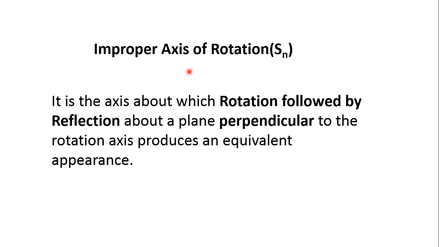The improper axis of rotation is represented by the symbol Sn, and the operation about the improper axis of rotation is rotation followed by reflection about a plane perpendicular to the rotation axis, which produces an equivalent appearance. So Cn corresponds to rotation only, whereas Sn corresponds to rotation followed by reflection about a perpendicular plane. Proper axis corresponds to rotation only, whereas improper axis corresponds to rotation followed by reflection about the perpendicular plane.